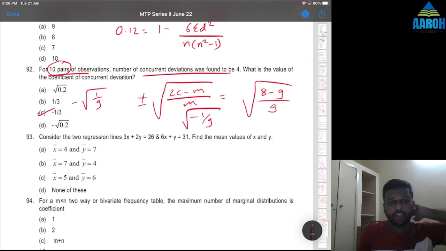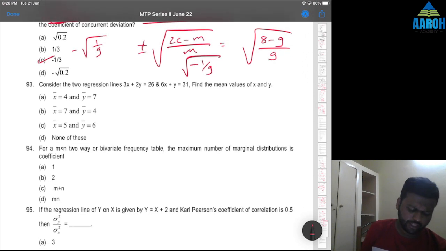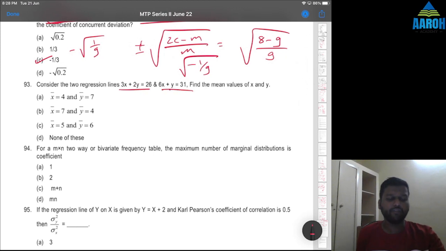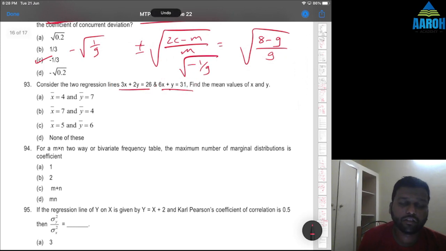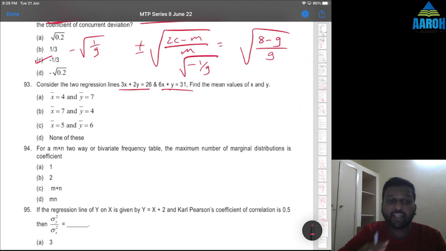Next is 93. Consider the two regression lines. Find the mean values of x and y. Now, the intersection of two regression lines is their mean, so we can find the values of x and y by solving them simultaneously. But in the exam, don't waste your time solving them simultaneously. Rather, just put in the options if they're easy.